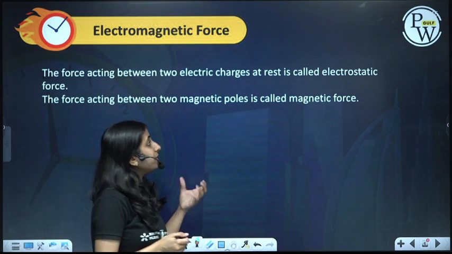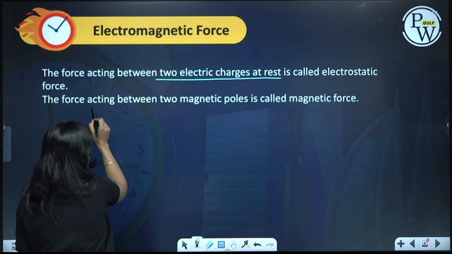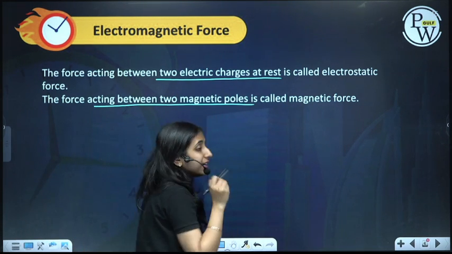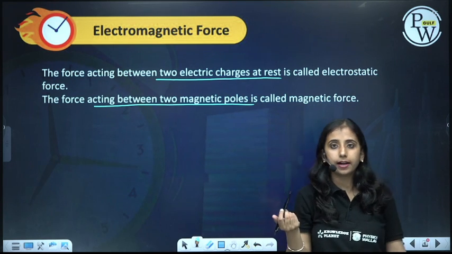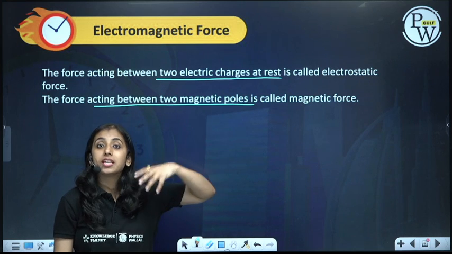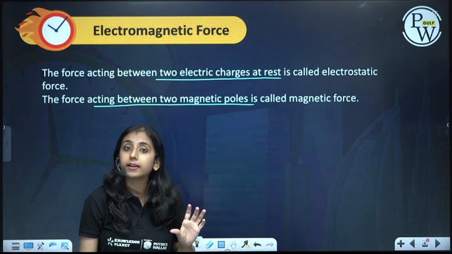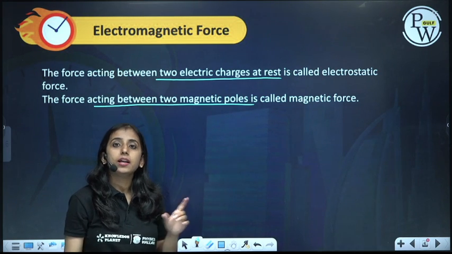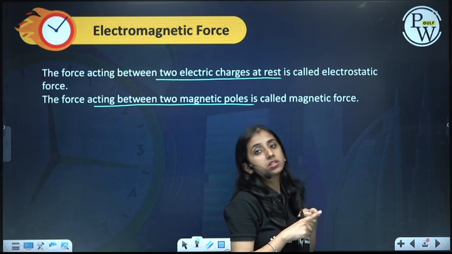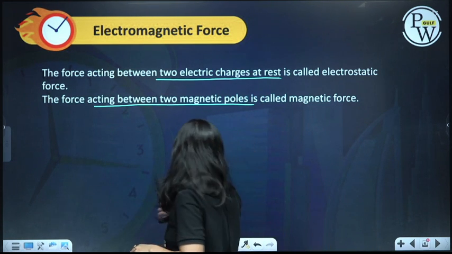If we have two charges at rest, then the force is called electrostatic, and if we have two magnetic poles, then the force is called magnetic force. Now why do we combine them? Because a changing electric field can produce a magnetic field, and a changing magnetic field can produce an electric field. That's why we study these forces in a combined way, as the electromagnetic force.